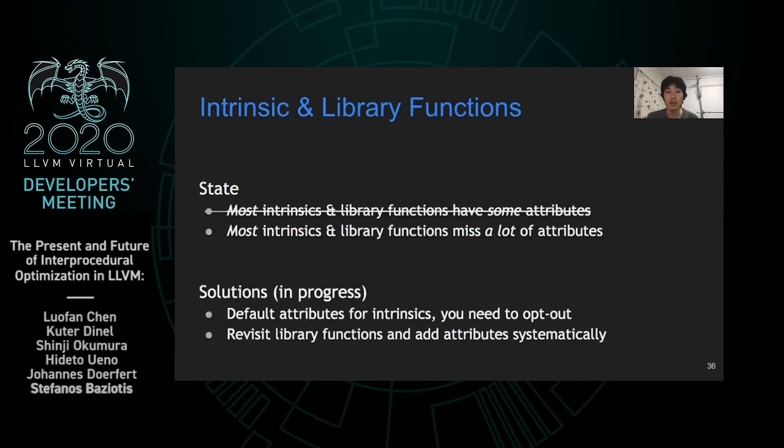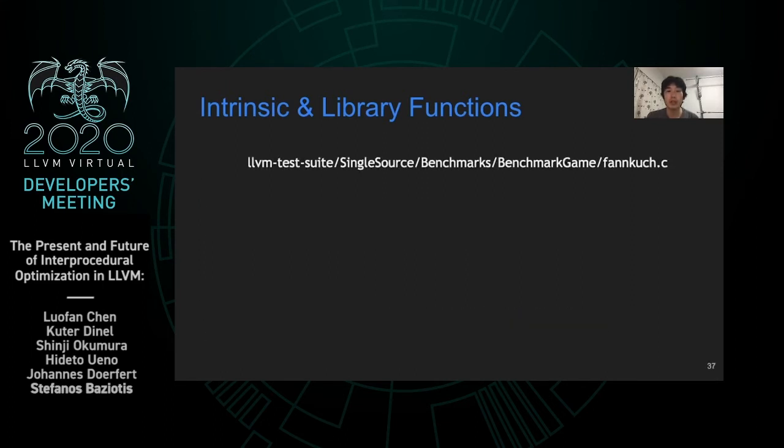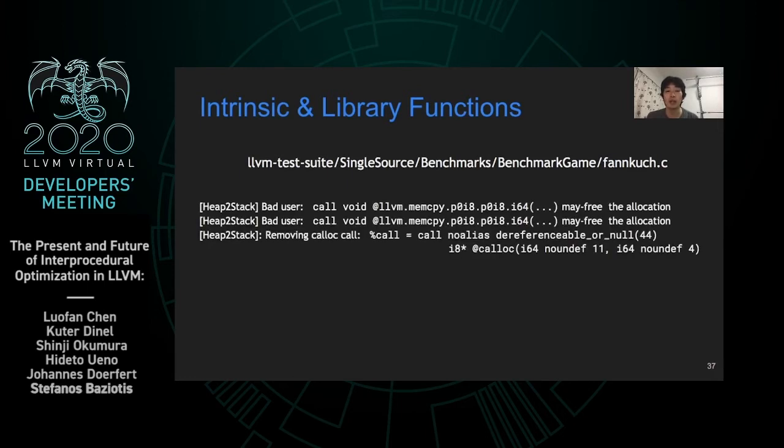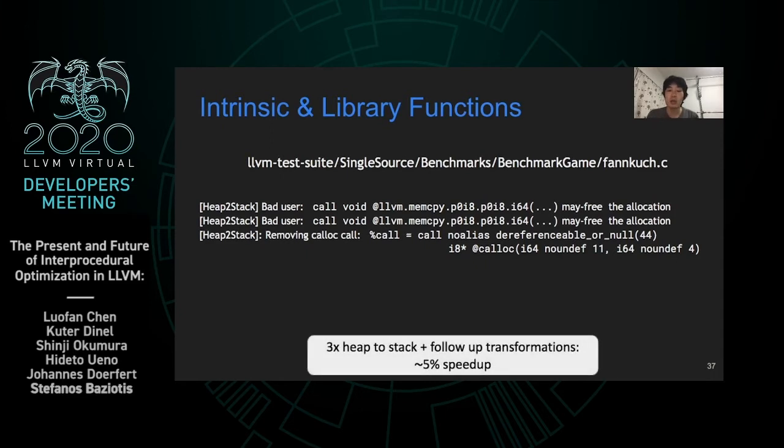Recently, opt-out attribute annotation was introduced, so this will improve the library annotation. In this example, heap-to-stack conversion is prohibited by an ill-annotated library function. In this case, the optimization doesn't succeed because memcpy doesn't have the nofree function attribute. But clearly, memcpy doesn't free any memory, so when nofree is added to memcpy, we get a better result.